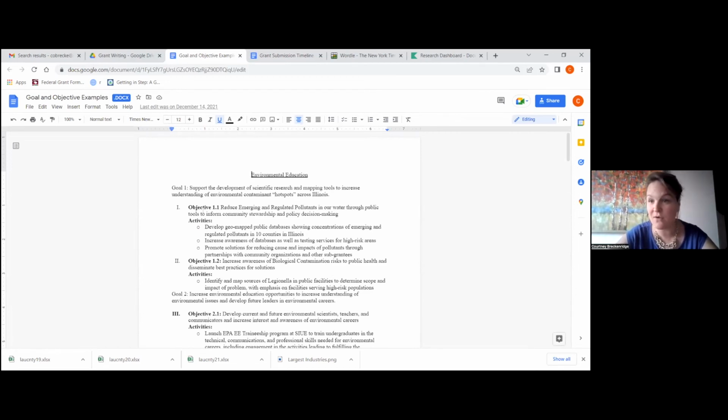And again, SMART goals is a fantastic framework for doing this, but a lot of it's just breaking things up into their parts, right? Here's my big picture goal. And then your objectives can be those smaller, more concrete steps that you're taking to get there. And then the activities are the steps that you're using to achieve those objectives, which fulfill your goals.